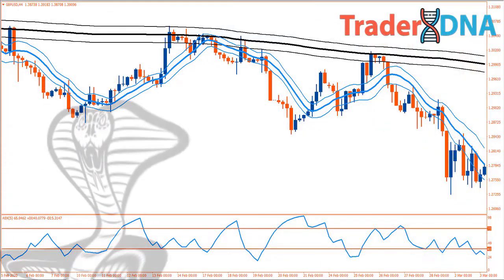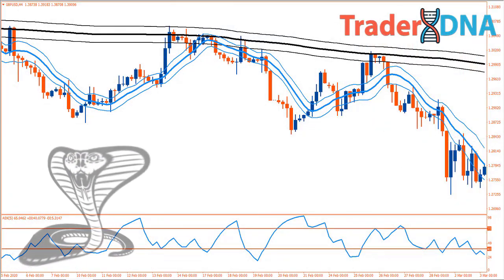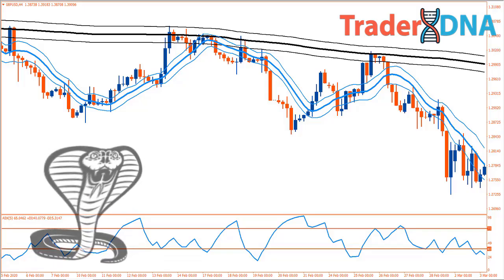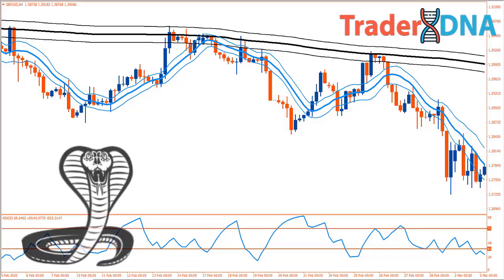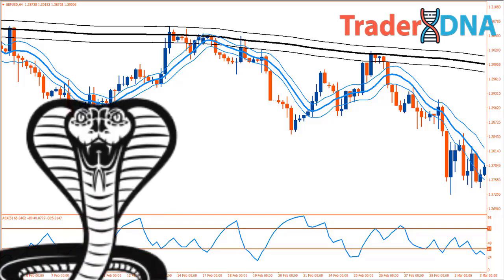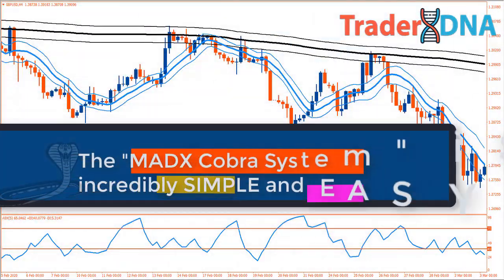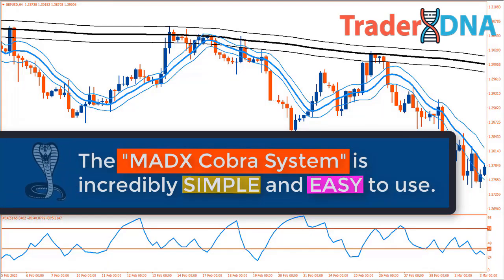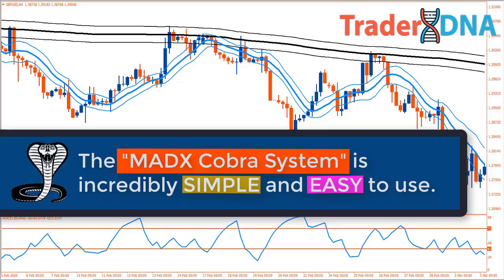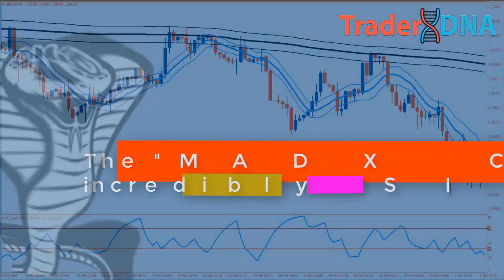The new MADX Cobra trading strategy is an extremely low-risk high-reward strategy if you use it properly. The only thing that could make this system fail over the long term is you not sticking to the rules. The MADX Cobra system is incredibly simple and easy to use. Once you are used to it and have made a few trades with it, you'll find that you're spending very little time actually running with this system.